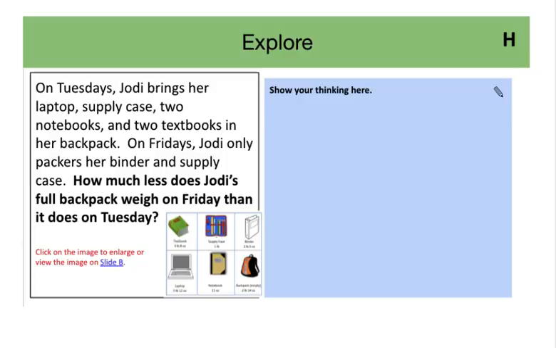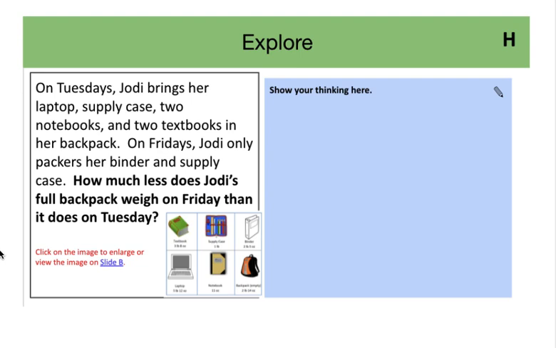All right, so now that we've studied these items a little bit, we're going to be using them to help us solve a problem. So here we have this problem, which you're going to go ahead and read, and you can click on this hyperlink here, slide B, to enlarge this picture. So it'll take you back to slide B that we were just on. So let's go ahead and read it, and then we'll solve this problem. It says, on Tuesdays, Jody brings her laptop, supply case, 2 notebooks, and 2 textbooks in her backpack. On Fridays, Jody only packs her binder and supply case. How much less does Jody's full backpack weigh on Friday than it does on Tuesday?